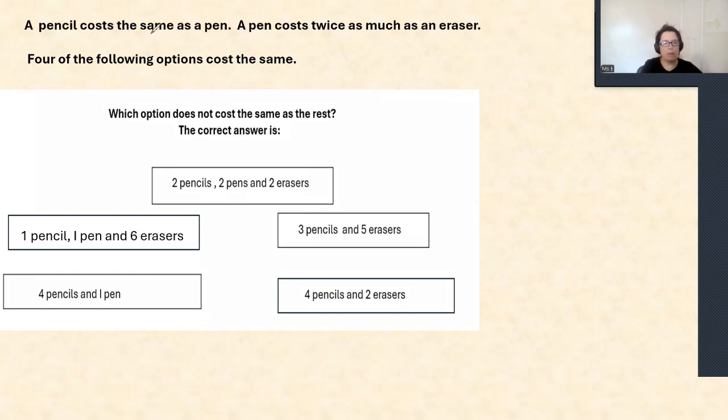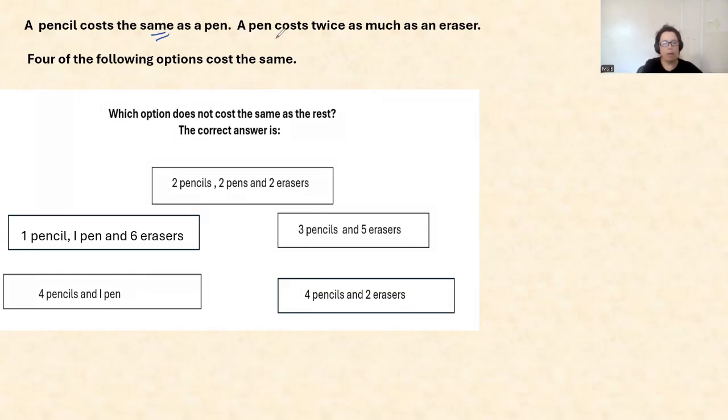A pencil costs the same as a pen. A pen costs twice as much as an eraser. Four of the following options cost the same. Which option does not cost the same as the rest?